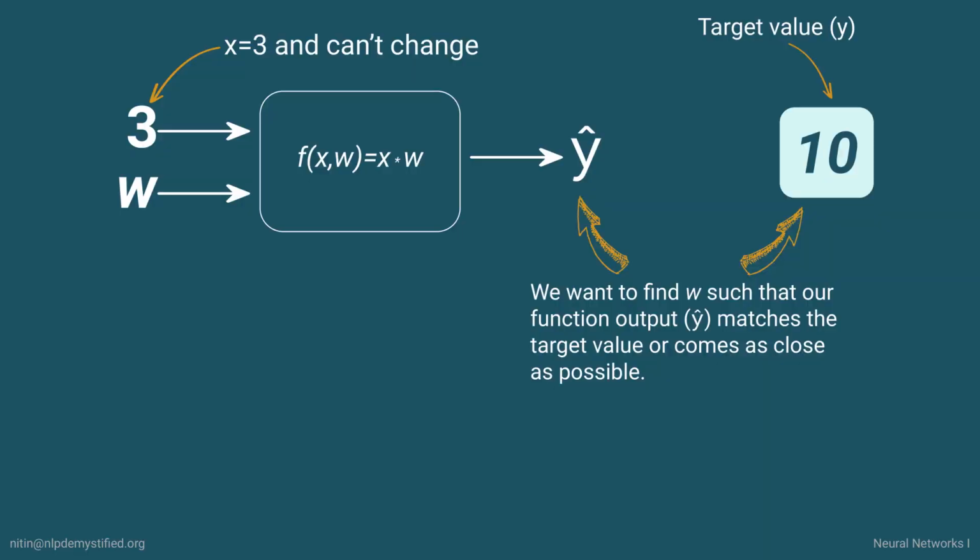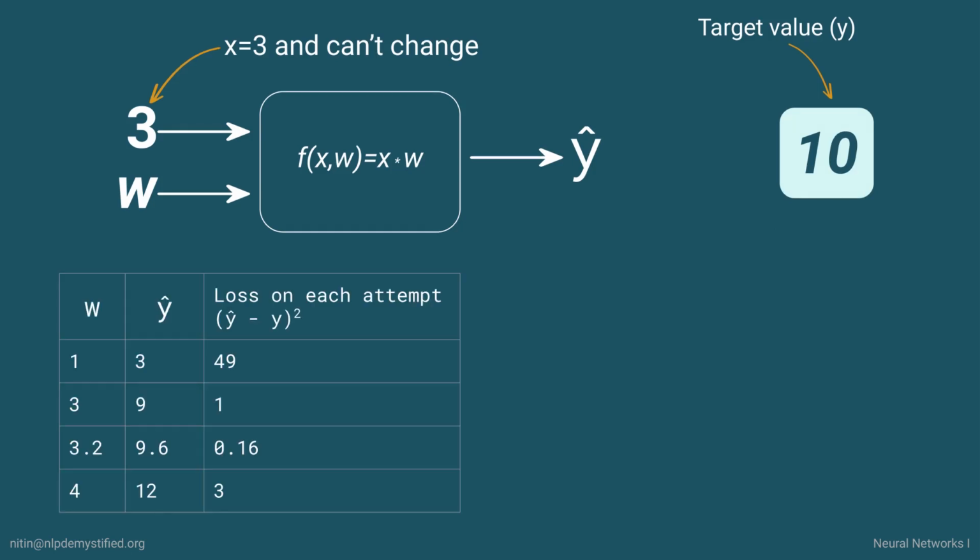Going back to the example we started with, we had this function where we wanted to find some W value that would make the function output match or get as close as possible to the target. And what we did was just use common sense. We just started with a random value and just kept adjusting it based on the difference after each attempt. But our computers need a clear, systematic algorithm to follow in order to do the same.